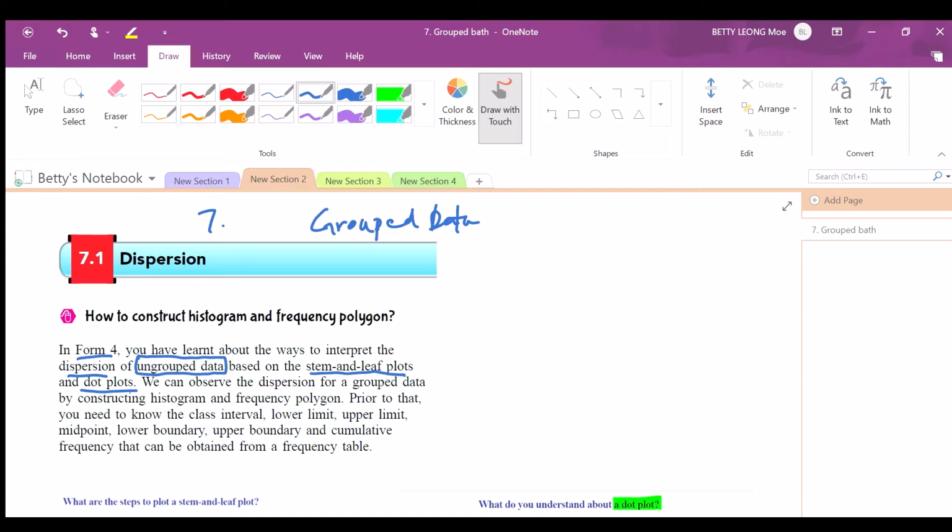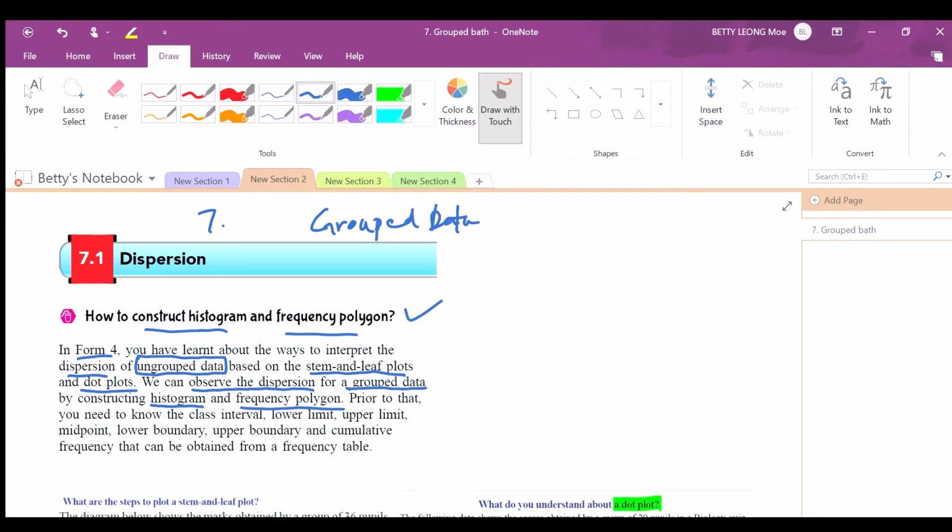But today in chapter 7, we will observe the dispersion for grouped data. We won't see it individually, but we will group it into classes that we will learn today. And then we will construct histogram and frequency polygon. This is what we will learn today.